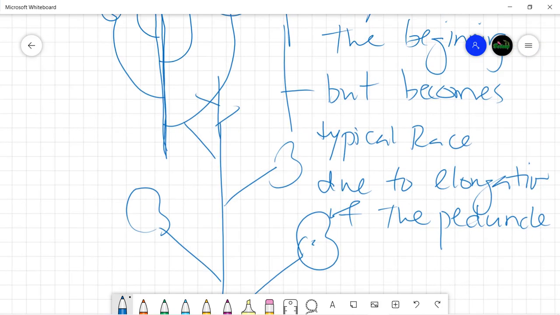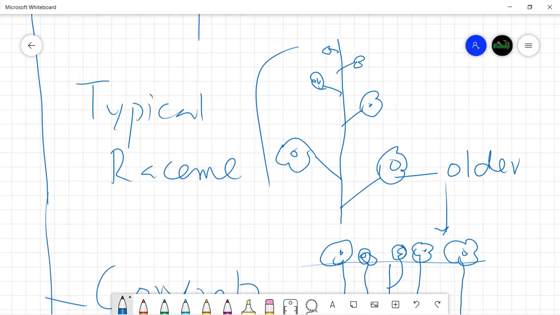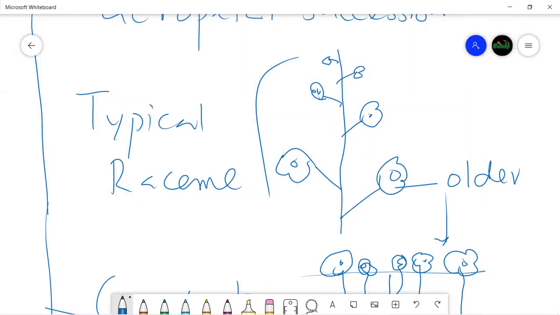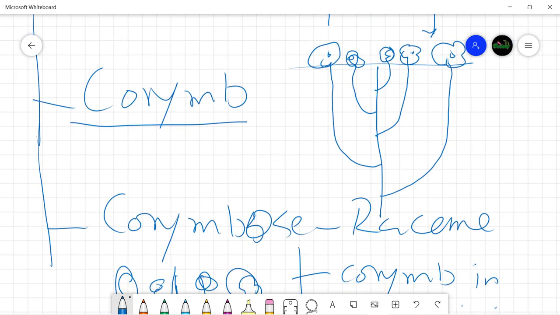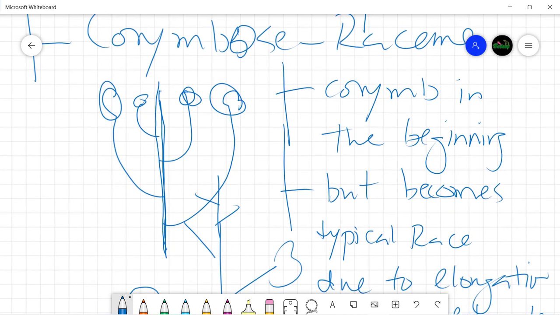So we have seen that it is basically racemose inflorescence, and these are the varieties of the racemose inflorescence. Typical raceme: older flowers towards the base, younger flowers towards the apex in acropetal succession. Corymb: when the pedicels of the older flowers are longer than the younger flowers, so that all the flowers appear to lie on the same plane. Corymbose raceme is a mixture of the two.